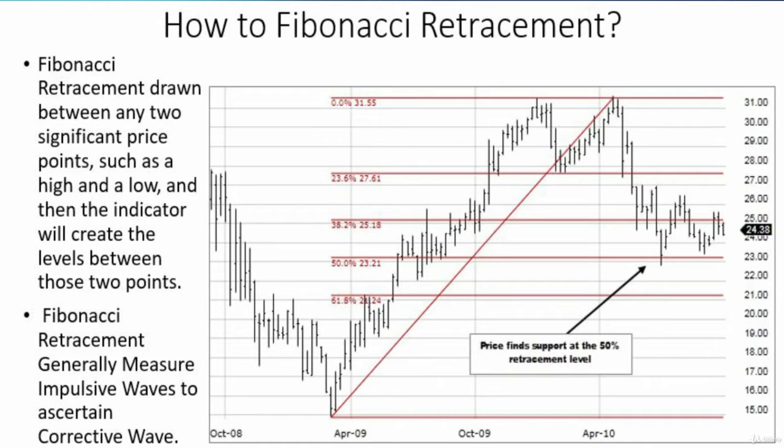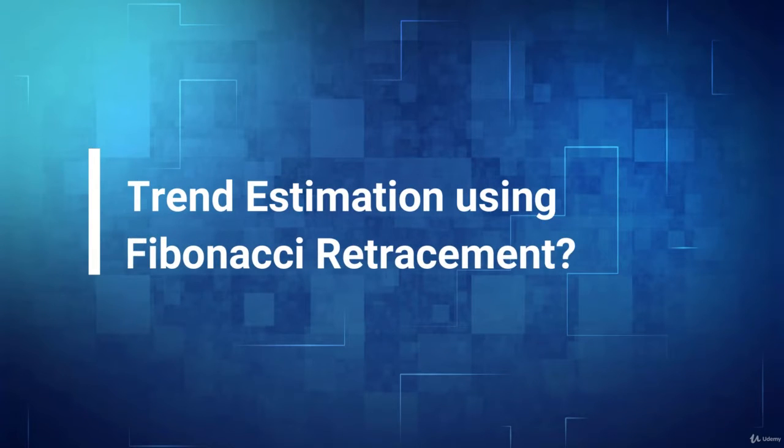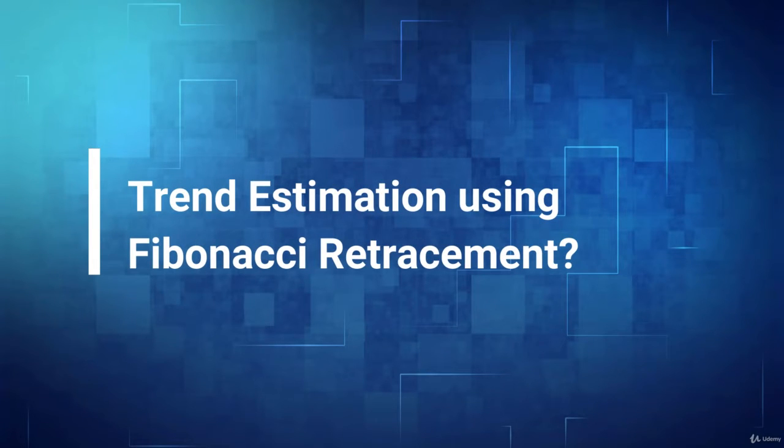Fibonacci retracement is drawn between two significant prices such as the high and the low. Fibonacci retracement generally measures an impulsive wave to ascertain the corrective waves. People also identify the trend through Fibonacci retracement.